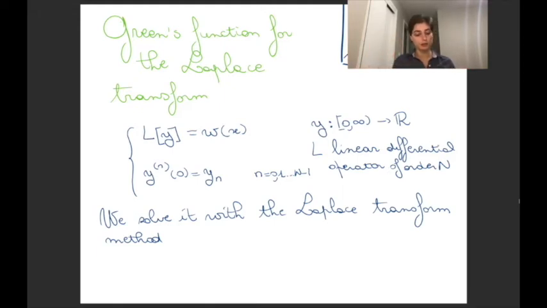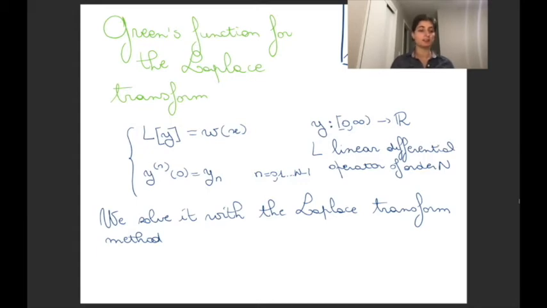And we're expecting y to be a function of x or t going from 0 to infinity, and y takes real values. Because we want to use the Laplace transform, what we're imposing are boundary conditions at 0, imposing some conditions on y and its derivatives. So if L is a differential operator of order capital N, then we're imposing n-1 conditions on y, y prime, y second, and so on, up to the n-1th derivative of y.